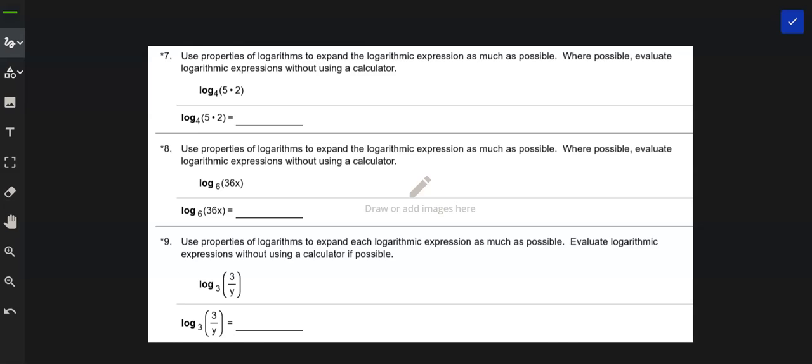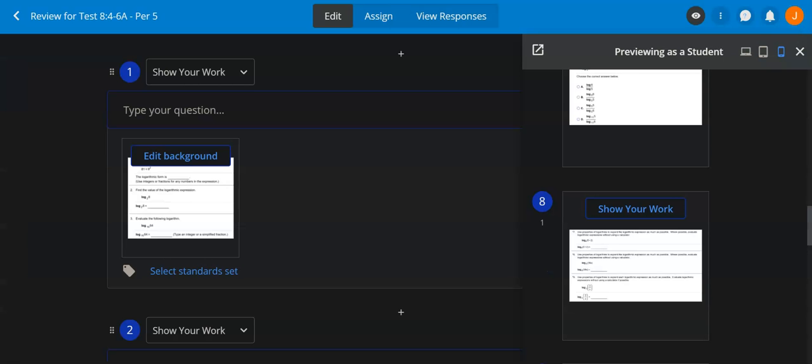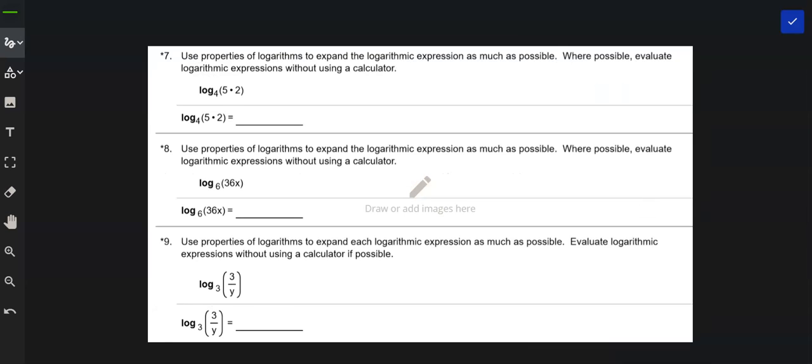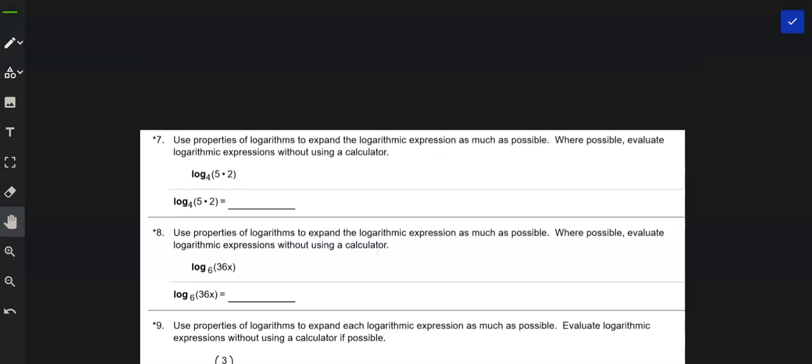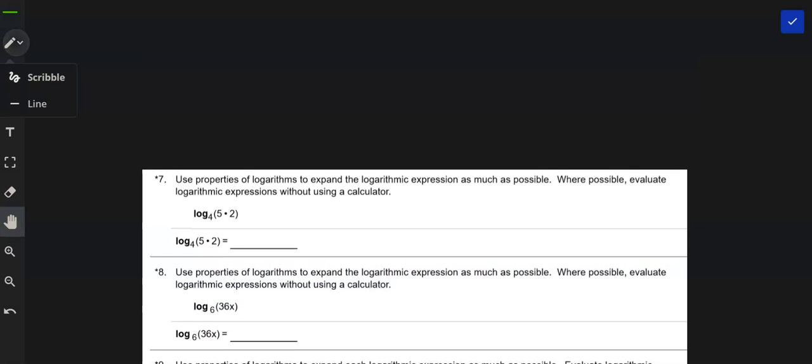All right, so maybe I should back up here and show you that I'm working on the review for test 846A, and I have had a request for page 8. Okay, I'm guessing that means all of them, since I didn't get any more information than that. So let me slide this down and see if I can handle this question. Use the properties of logarithms to expand the log.